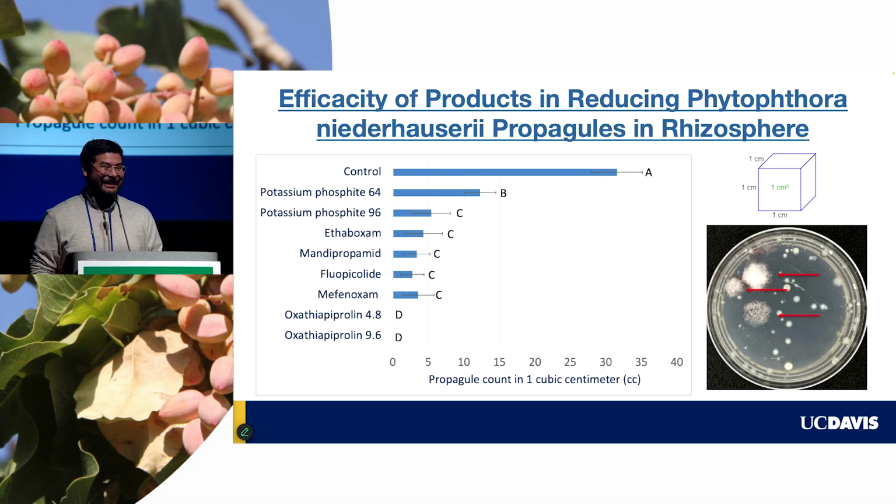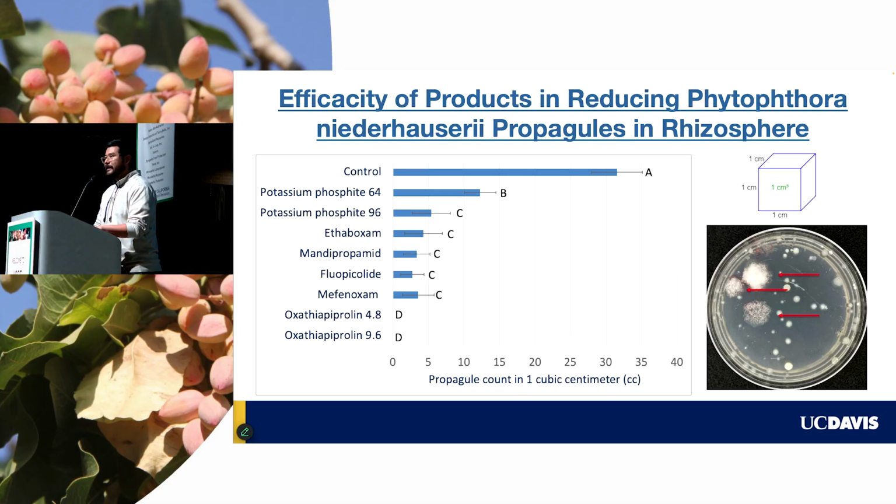And this took a lot of time, talking about the grad student going through and counting propagules in soil on single plates. But what our results showed is that when it comes to knocking down those propagule population counts, products like oxathiapiprolin at either the high or low concentration were highly effective. We weren't able to recover any propagule counts in this experiment, but nonetheless, the other products like potassium phosphite, ethaboxam, mandipropamid, fluopicolide, and mefenoxam were all still highly effective at reducing those propagule counts relative to the non-treated control.